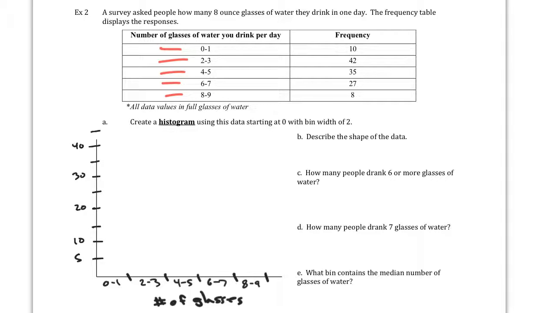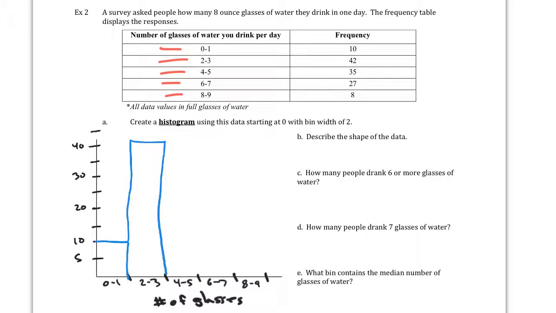All right, so then to create our histogram, what we're going to do is make the bars as high as it needs to go for each bin. So the bin is like 0 to 1, and in 0 to 1 there's 10 people. So we make a bar at exactly a height of 10, like that. Then for 2 to 3, we go all the way up to 42. So that's going to be just a little bit above that 40 tick mark.